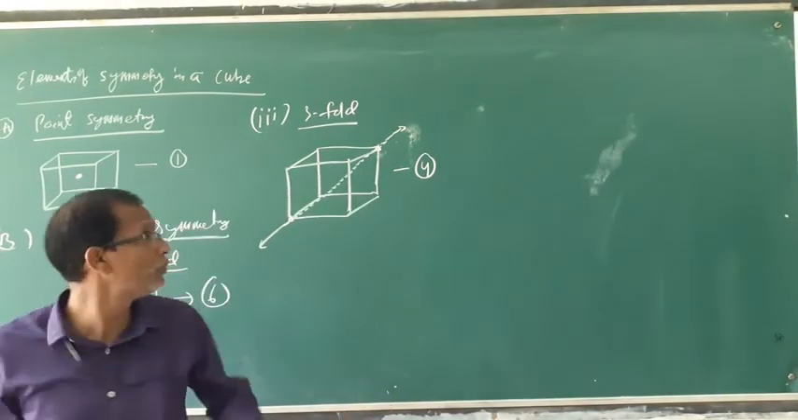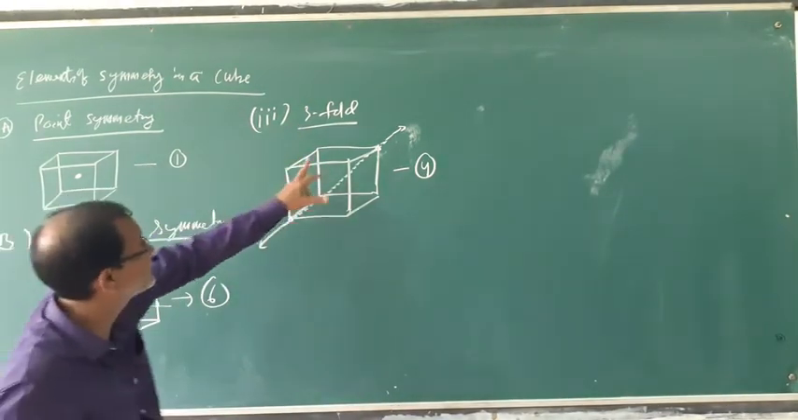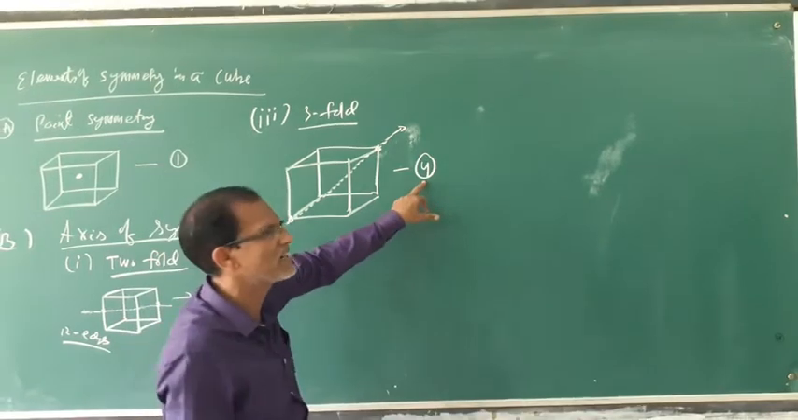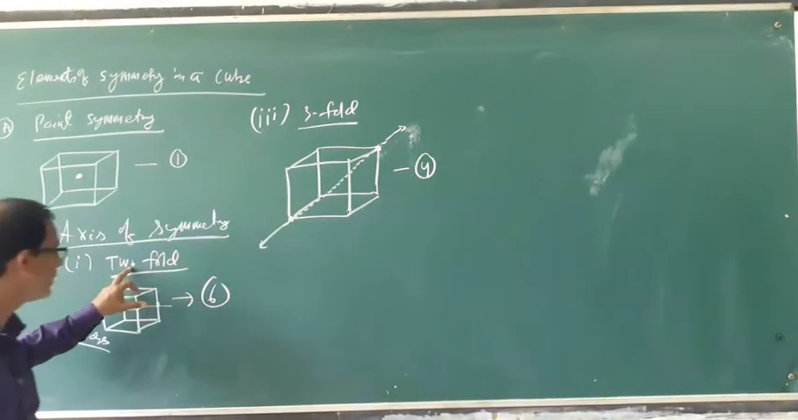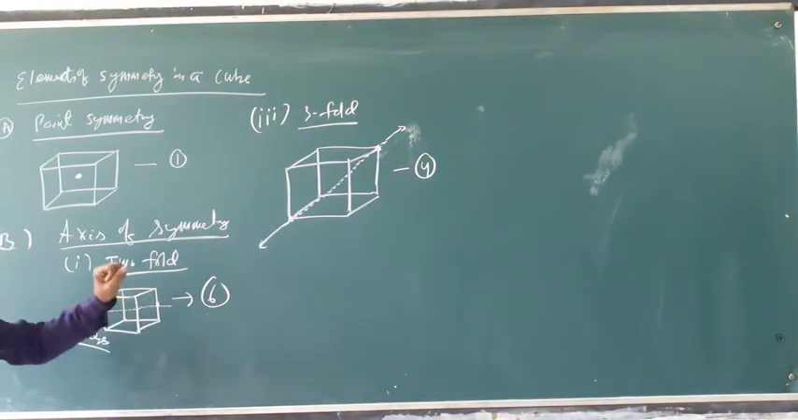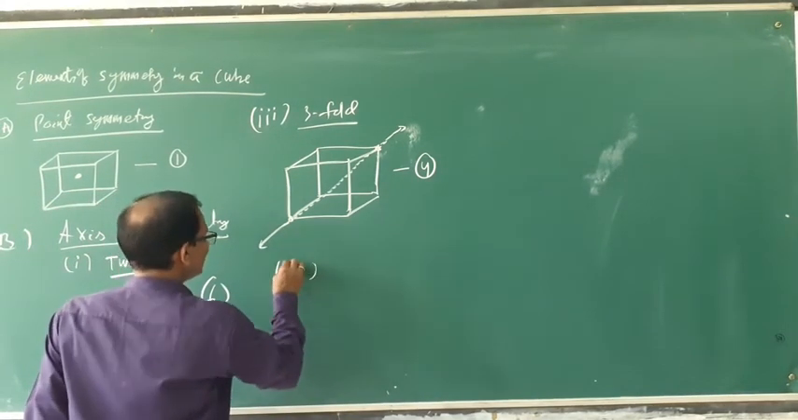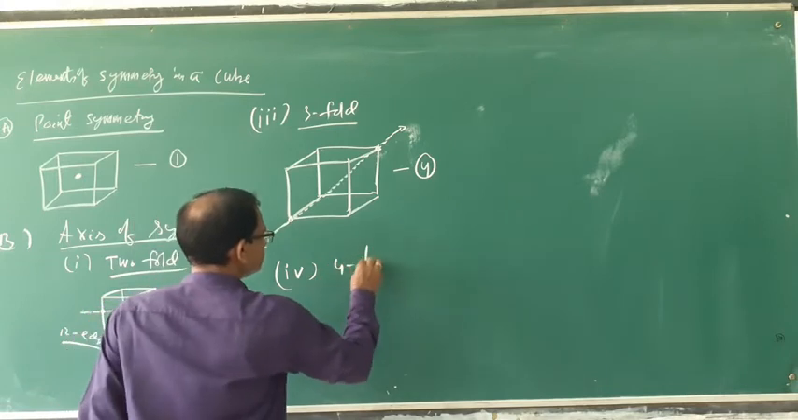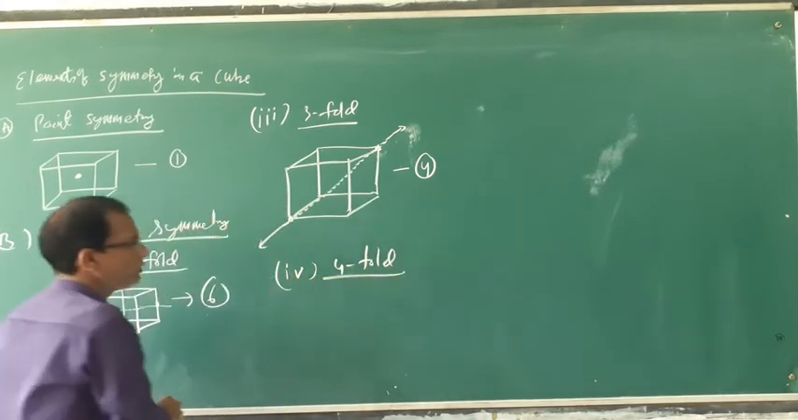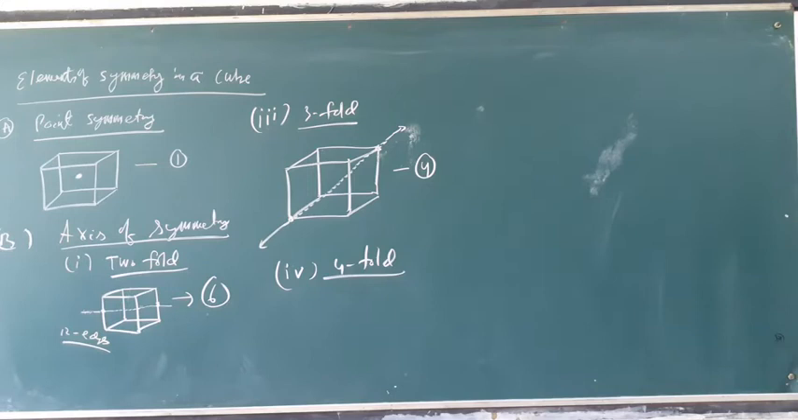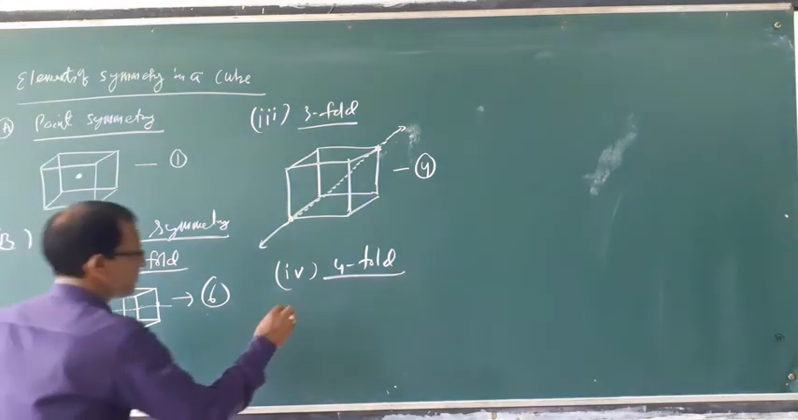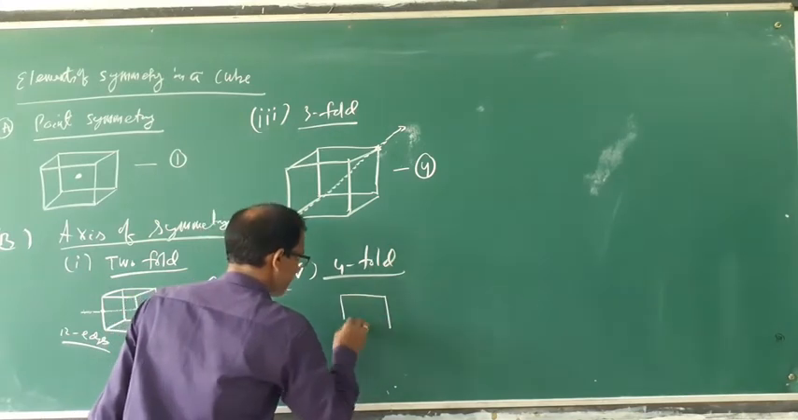So in 3 fold, how many axes of symmetry are possible? 4 axes of symmetry. In 2 fold, how many axes of symmetry? 6 axes of symmetry. Then the fourth one, that is 4 fold. In 4 fold type of axis of symmetry, 4 fold means you have to take the face.